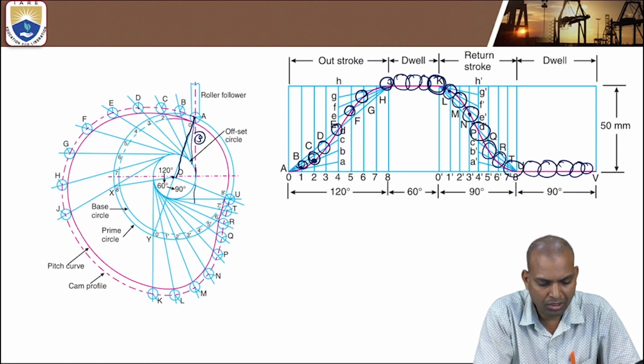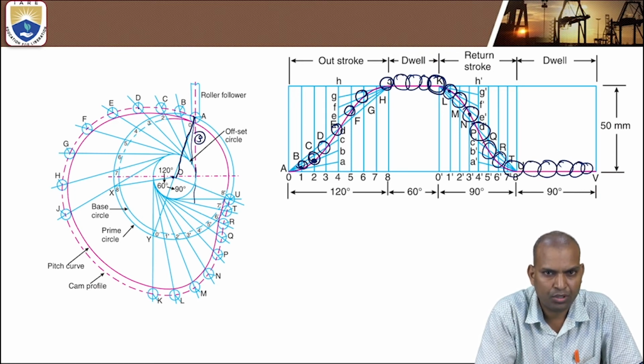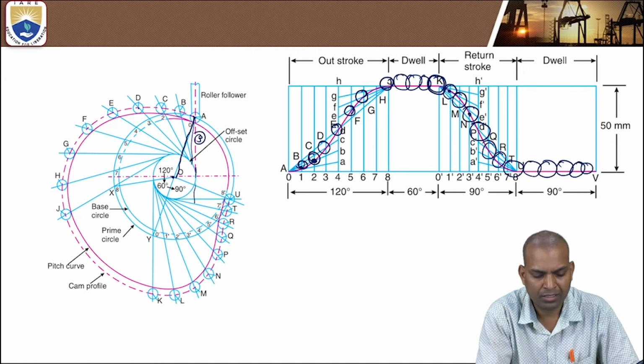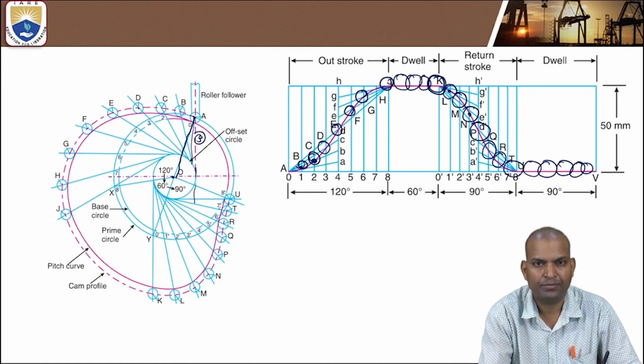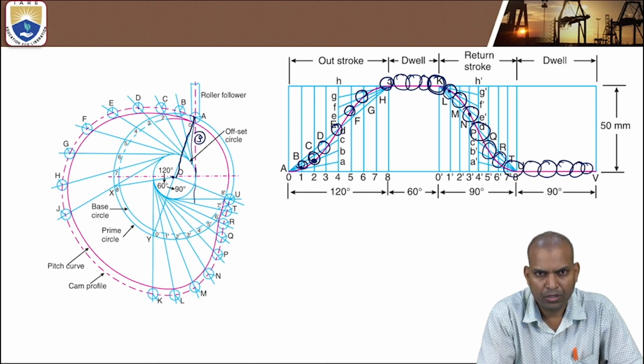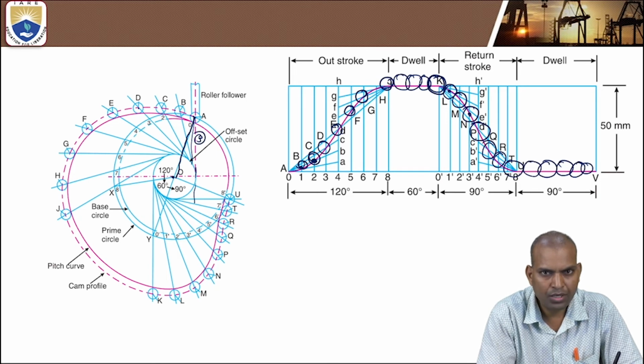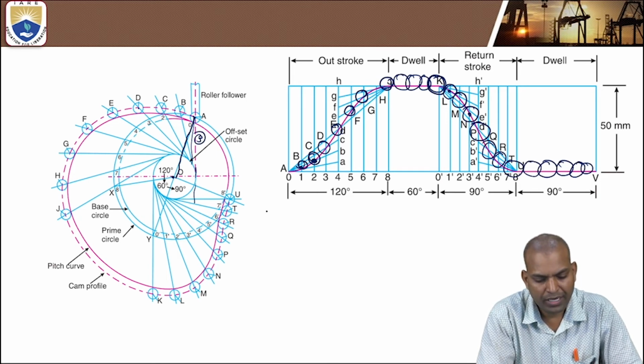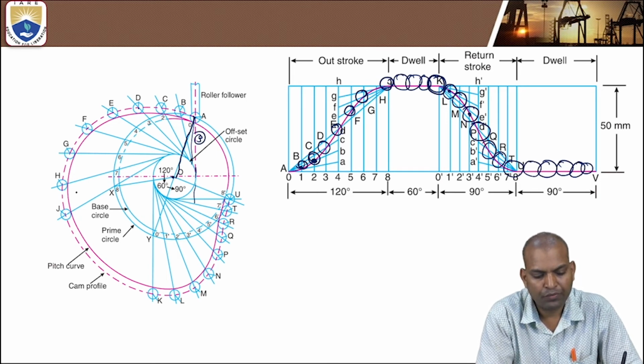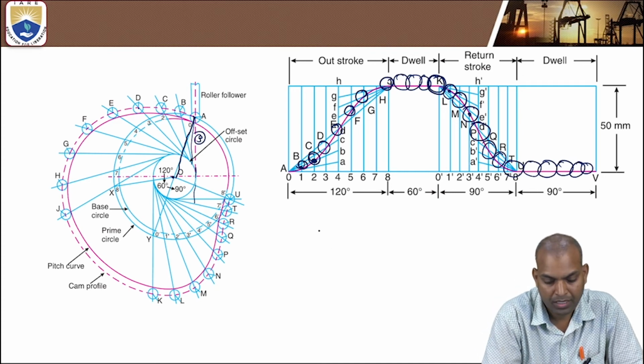So this is also called the design of a cam. So how to design the cam? That is nothing but based on the input parameters. The input parameters are the lift of the follower and also the angles of rotation of the cam during outstroke, return stroke and dwell periods, the dwell angles. Now you can verify this profile of a cam with respect to the displacement diagram.